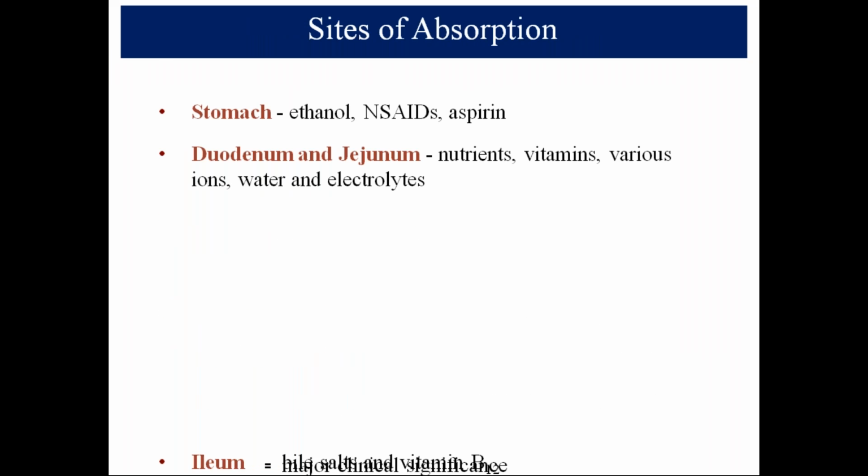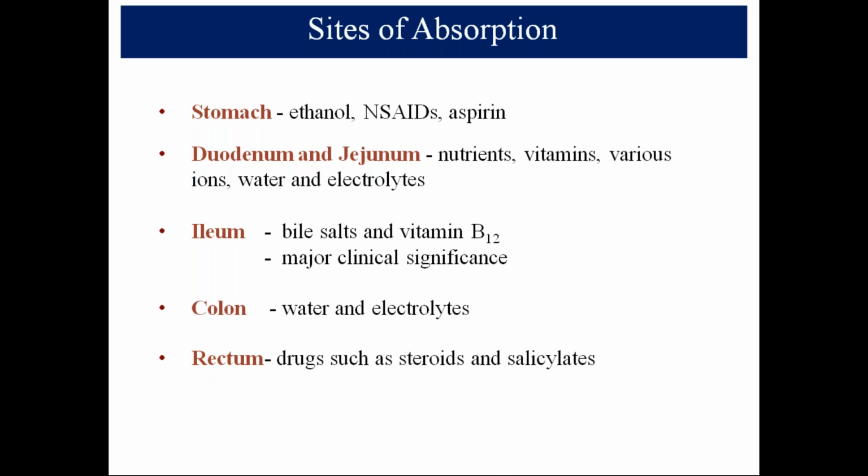Sites of absorption can vary according to the nutrient which we are talking about. So as you can see, nutrient and the substance and the drugs we are talking about. The nutrients, including the vitamins, the various ions, water and electrolytes, are primarily absorbed from the small intestine. All the absorption occurs in the small intestine, right? Colon is basically involved in the absorption of water and electrolytes, and stomach and rectum are by and large for the absorption of drugs, and the drugs which are noted here, you can see.